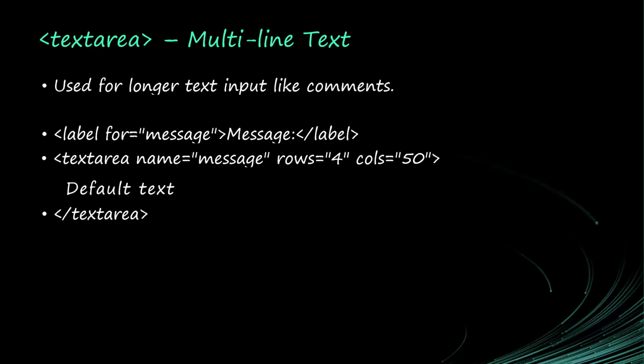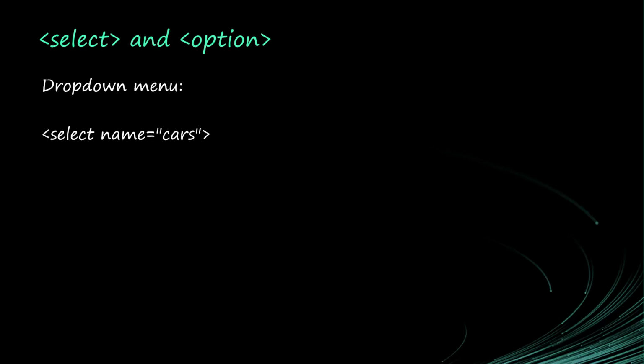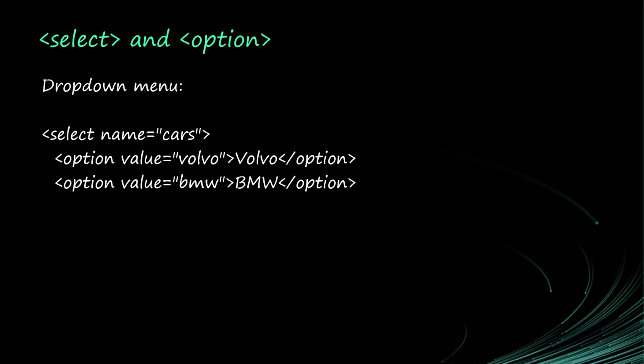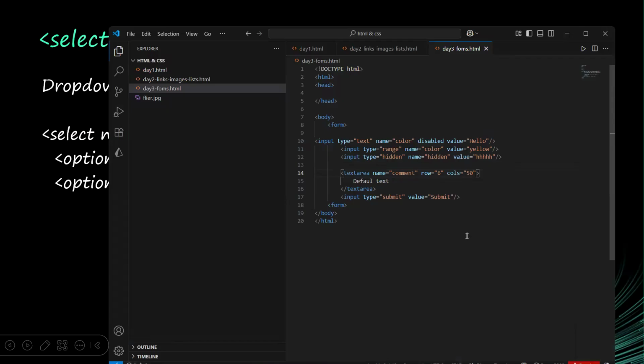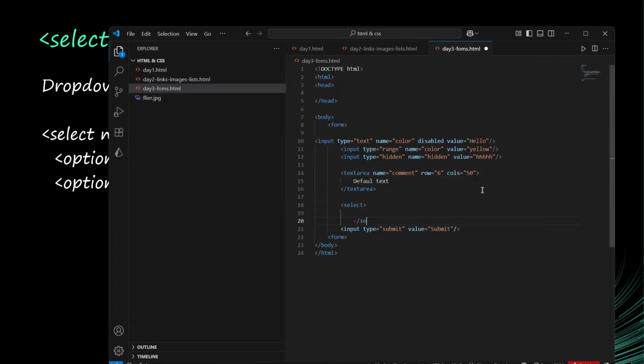Anything that you have here will be the default text, but even if you don't add anything here, the user can type something. So we also have select and option. If you want to have drop-down menus, you can use the select. Let's say we want to give the users a drop-down menu that they can select from. So we would have an option.